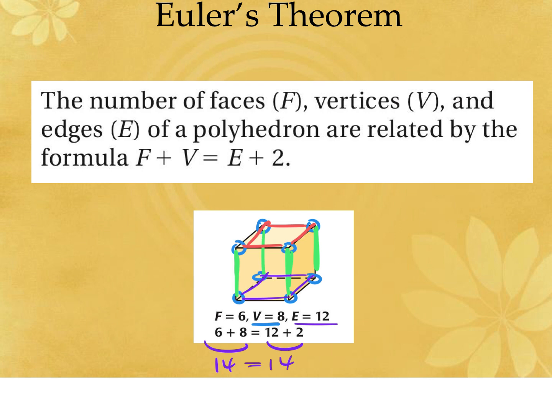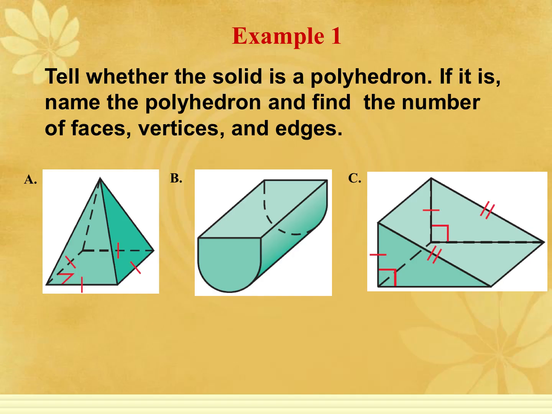Again, I will not test you on Euler's theorem. It's just a little tool you can use. So now let's just do some examples. The first example wants us to tell whether the solid is a polyhedron. If it is, name it, and then find the number of faces, vertices, and edges.